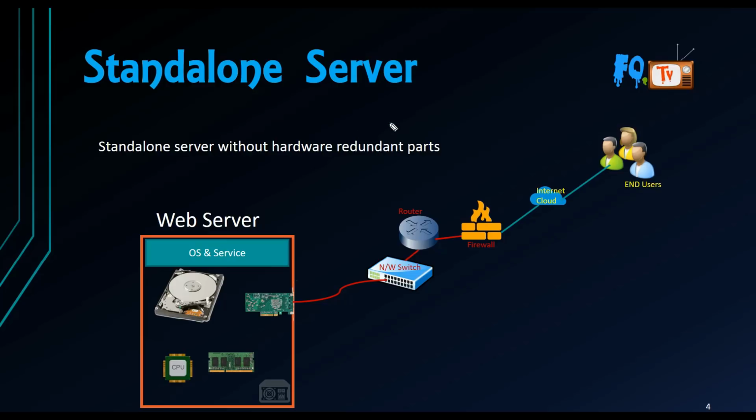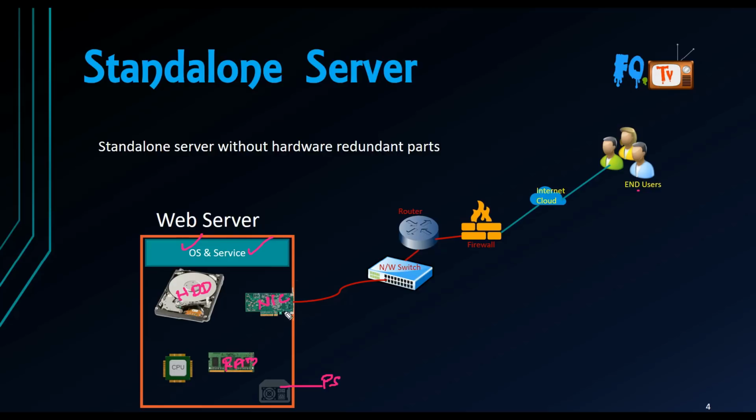This is our hard disk and RAM and CPU. This is your single power supply, and the OS, operating system, on top of the hardware, and there are some services running. The services will be accessed by the end user through the internet, or a firewall and router, an internal setup or something like this.